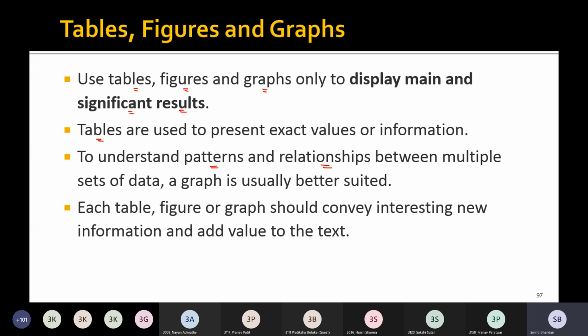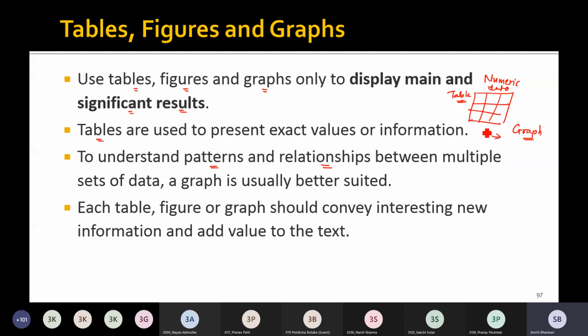A few important guidelines. Whenever we are using tables, figures, graphs, these should convey some interesting new information, and it should add value to the text. What does this mean? Many times people, while writing a technical document, depict some information in tabular form, so some numeric data is represented using a table. And many times the same data they represent using a graph also. So this is not the ideal situation. Each table or each figure or each graph should convey something new, some new information that adds value to your text.